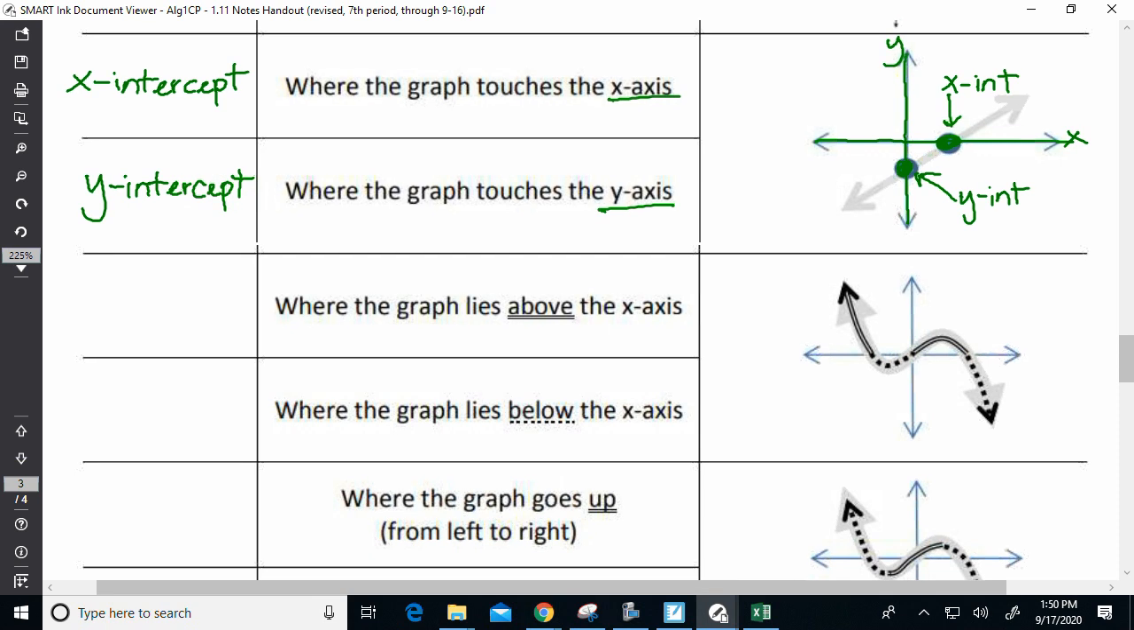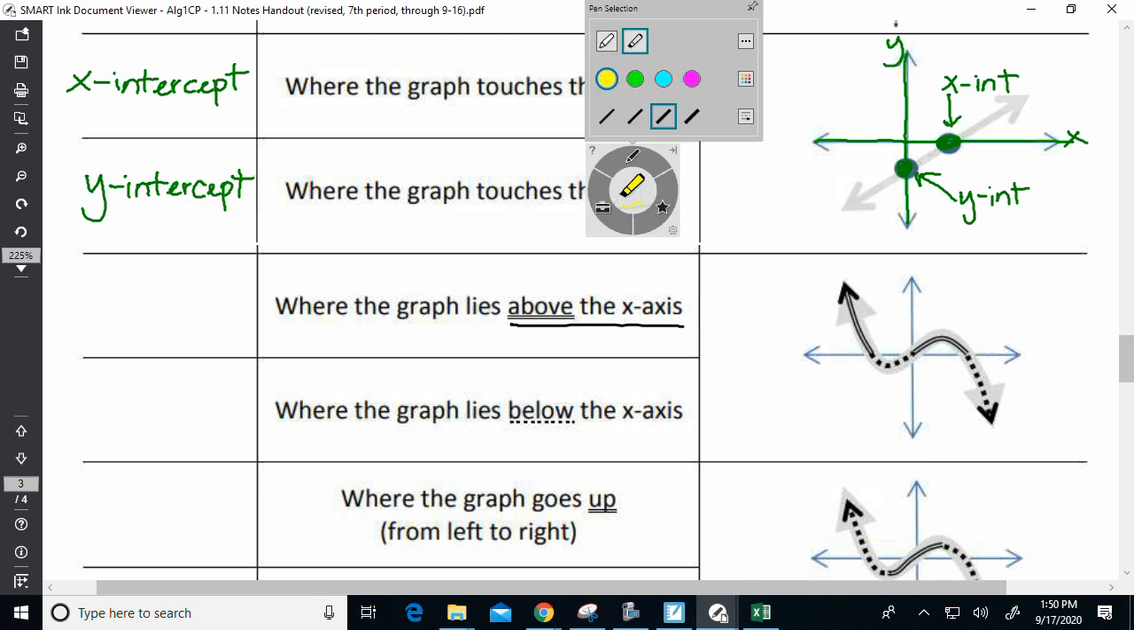Alright, next one. Where the graph lies above the x-axis. So above the x-axis is everywhere that you see that I'm highlighting in yellow. If it is above the x-axis, we call that part of the graph positive.